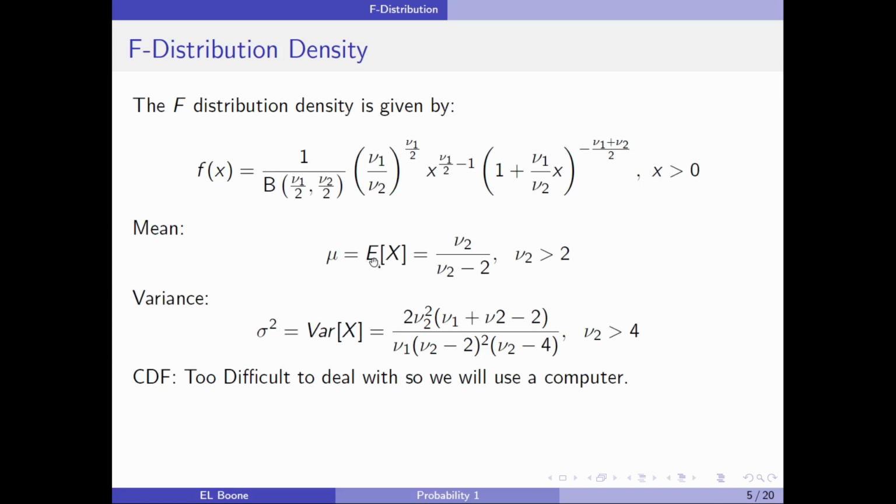The expected value here is nu 2 over nu 2 minus 2, so nu 2 has to be greater than 2 for that to happen. And the variance is this function here. I'm not going to list it off because I'll probably twist my tongue doing it, but nu 2 has to be greater than 4 for the variance to exist. Now, the CDF for this does exist, and it involves an incomplete beta function, which we're going to skip over, so we're just going to use the computer.